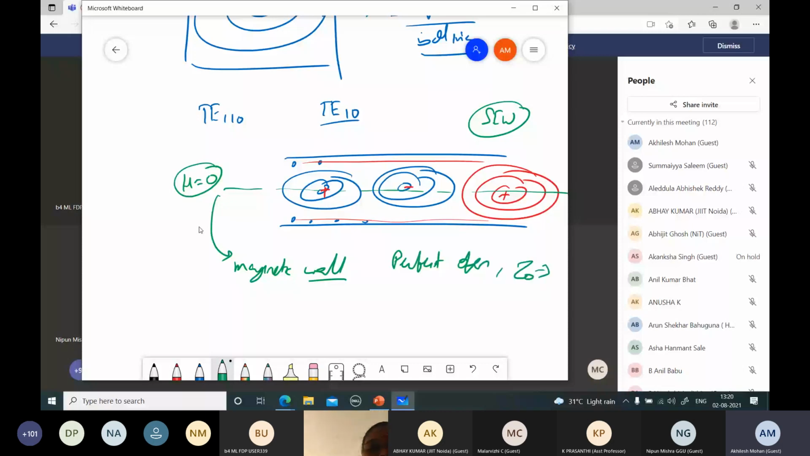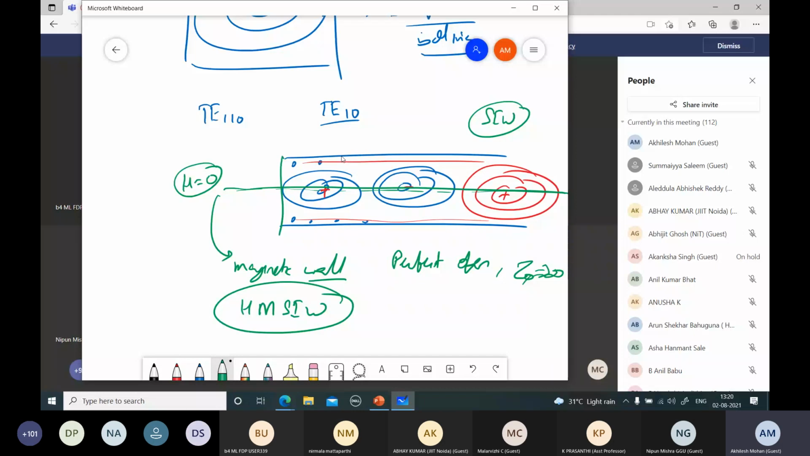So we get what is called HMSIW. We call it half mode SIW, because it is just half of this one, and the size will be half. Similarly, another thing is the quarter mode. I have shown you in the waveguide. If you think of a cavity with sidewalls like this, I will have a half mode HMSIW cavity.